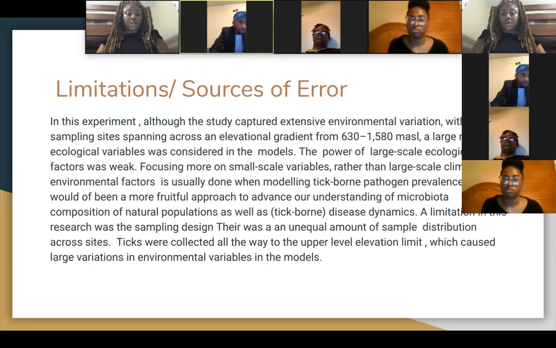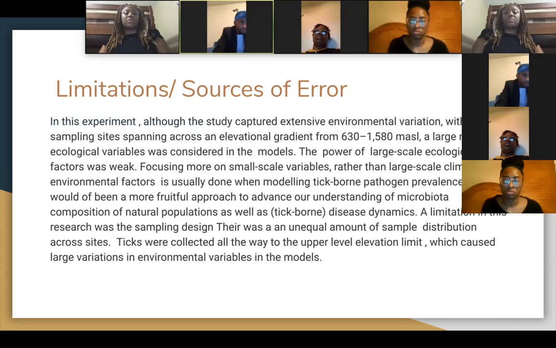Focusing more on small-scale variables rather than large-scale climatic or environmental factors, as is usually done when modeling tick-borne pathogen prevalence, would have been a more fruitful approach to advance our understanding of microbial composition of natural populations as well as tick-borne disease dynamics.